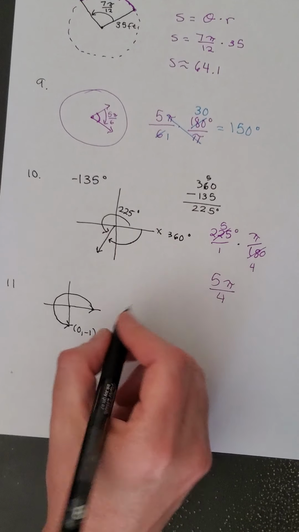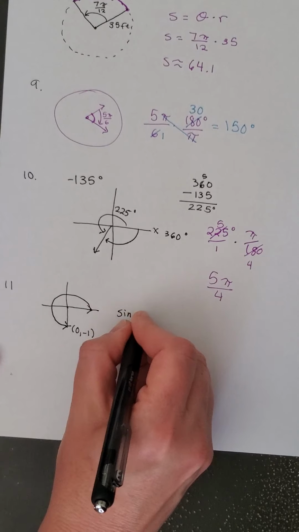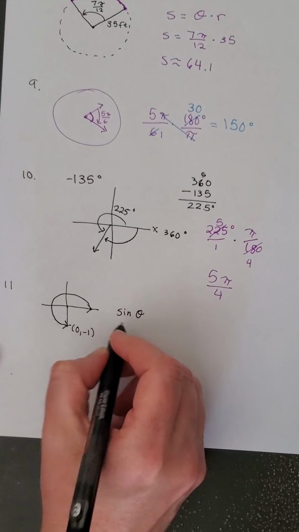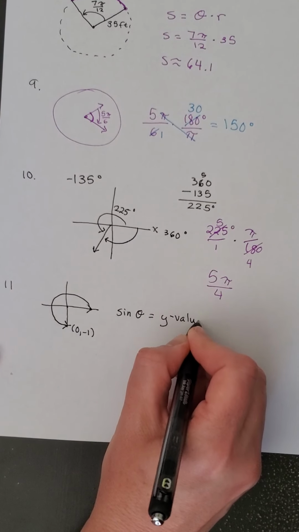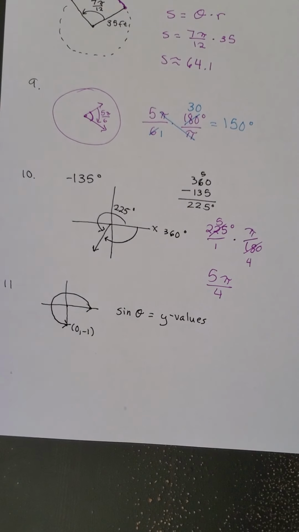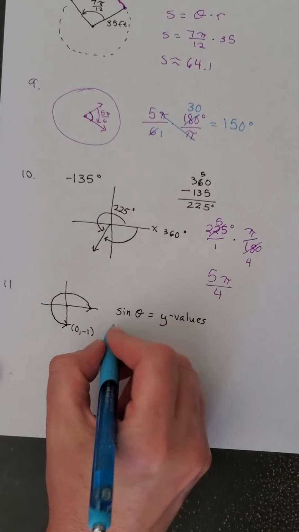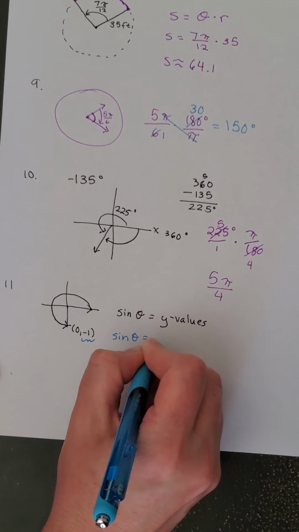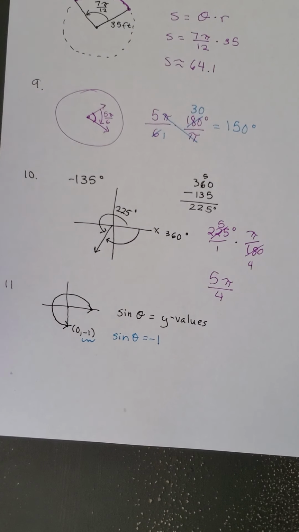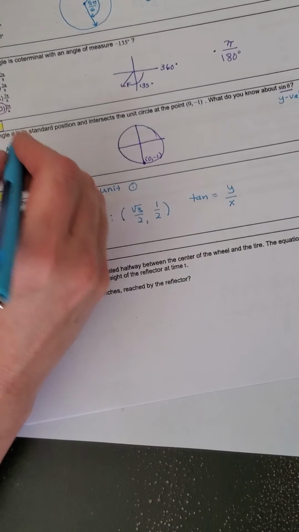And then it says, what do you know about sine theta? So remember, sine is your y values. And so therefore, sine theta would be right here. Sine theta equals -1. And so our answer would be A.